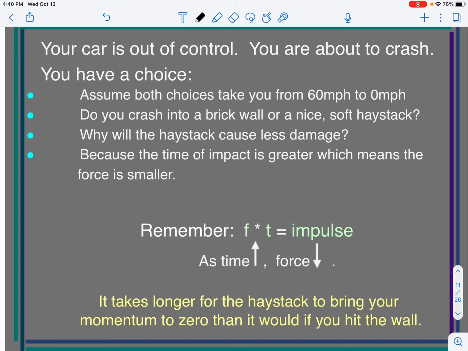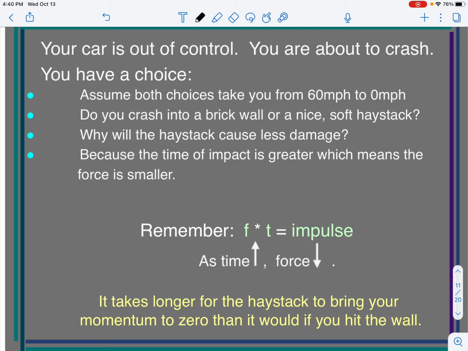Would you rather crash into a brick wall or into a stack of hay bales? Well, most people would choose the stack of hay bales. Why? A lot of times kids want to tell me it's because the hay is softer, which, okay, yes, but let's put it in terms of our vocabulary.